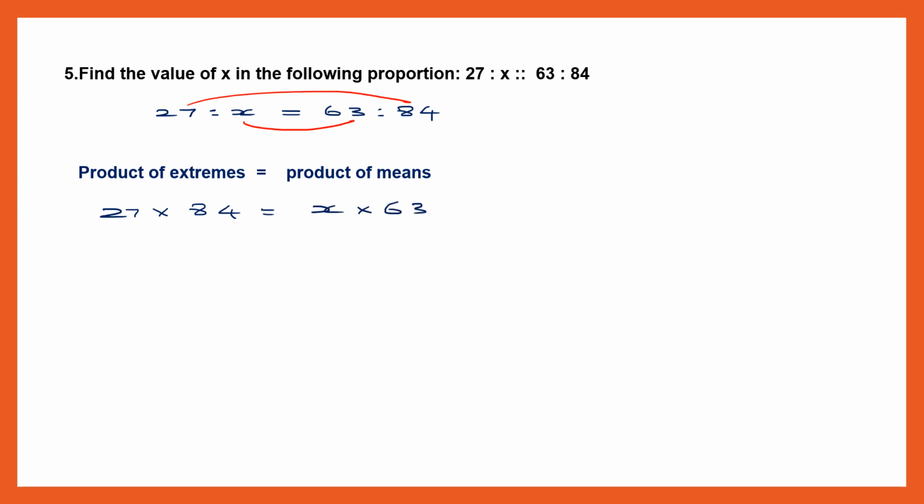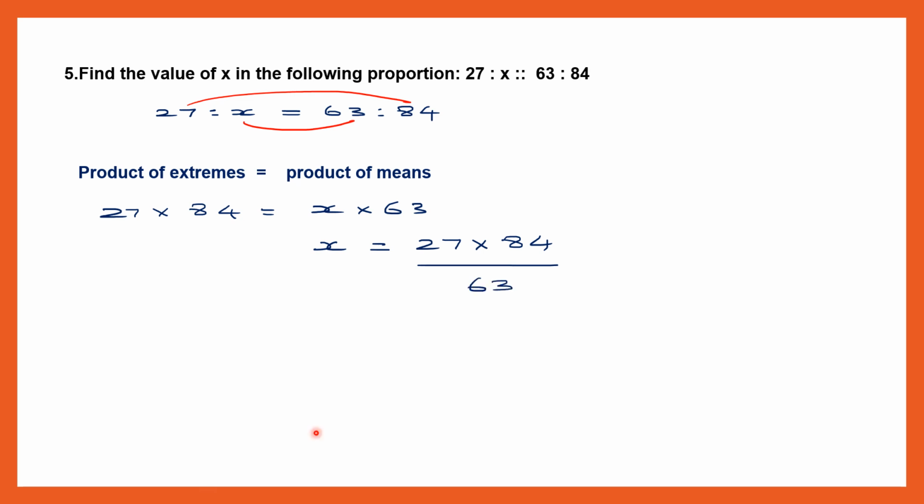So now we're going to find the value of x. So we're going to leave x here, and on the other side of the equal to sign we have 27 into 84. So let's write that 27 into 84. Now here we have 63 next to x. We're going to remove it and put it along with these numbers. So because it is multiplication, when it goes to this side, it becomes division. So this is 63.